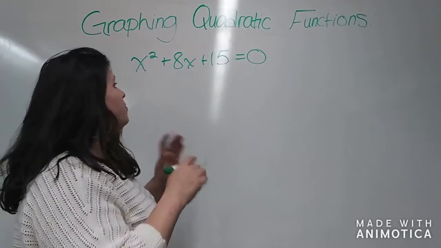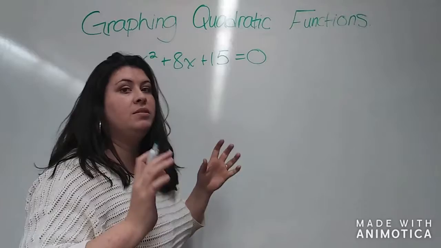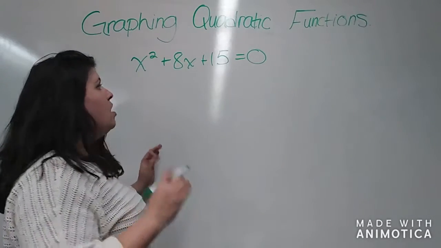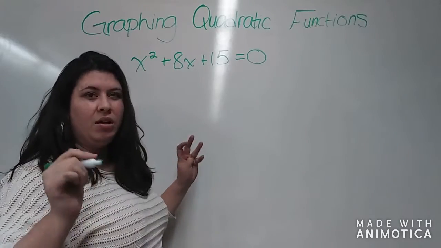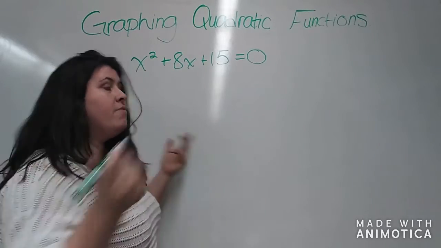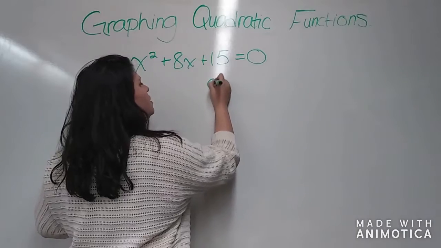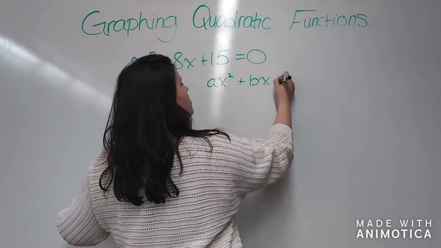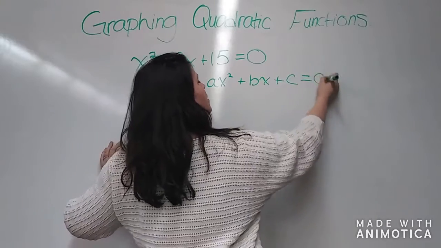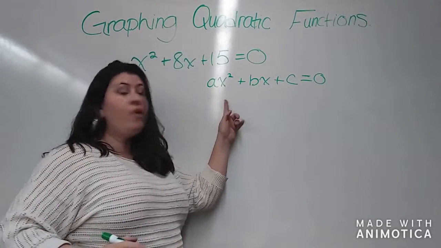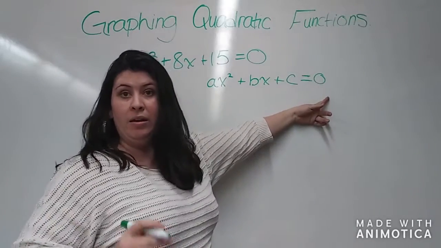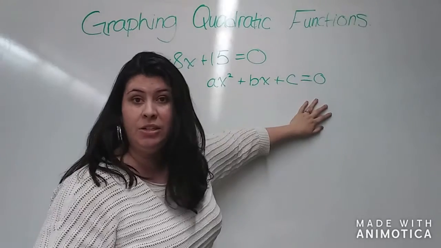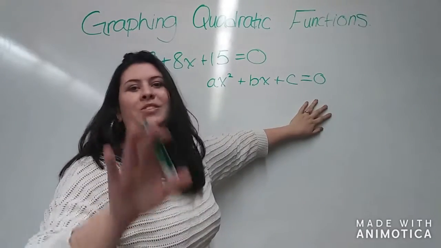Before we move into the actual process of graphing, we need to make sure that we understand what they call the standard form of the quadratic function, which is ax squared plus bx plus c equals 0. That is a lot of letters in there. We don't even really like it when there's an x in there, but now there's all this a, b, and c too. Don't worry.